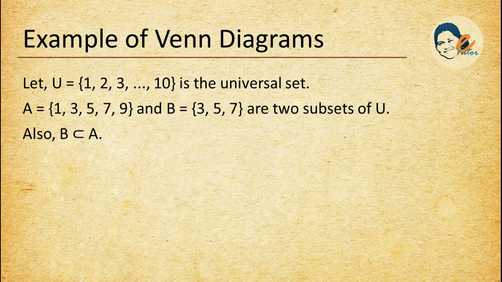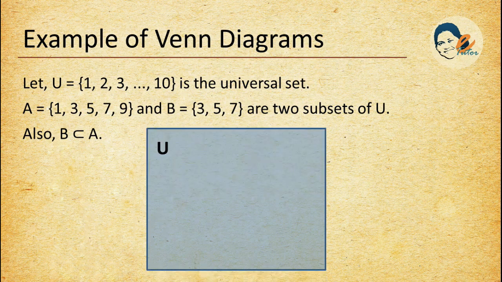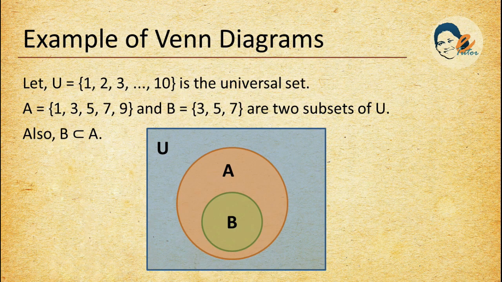First, the universal set. The universal set has to be described in a rectangle. So, this is our universal set U. Next, the set A. The set A is a subset of the universal set. And then, the set B, which is a subset of U as well as a subset of set A. Right? Now, let's see how we can represent the elements inside these sets.